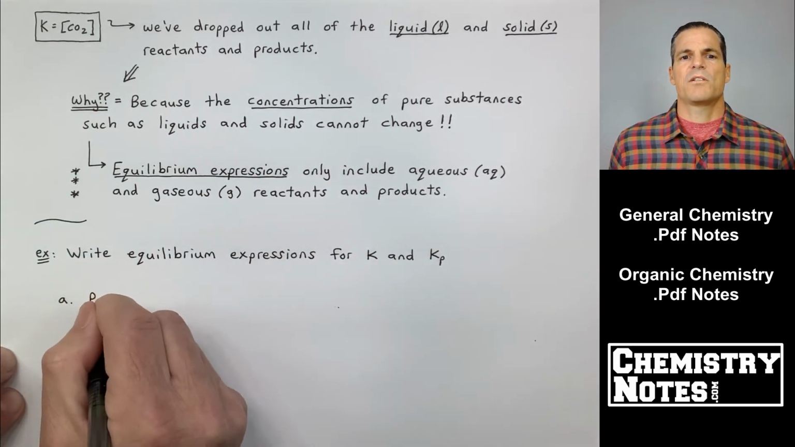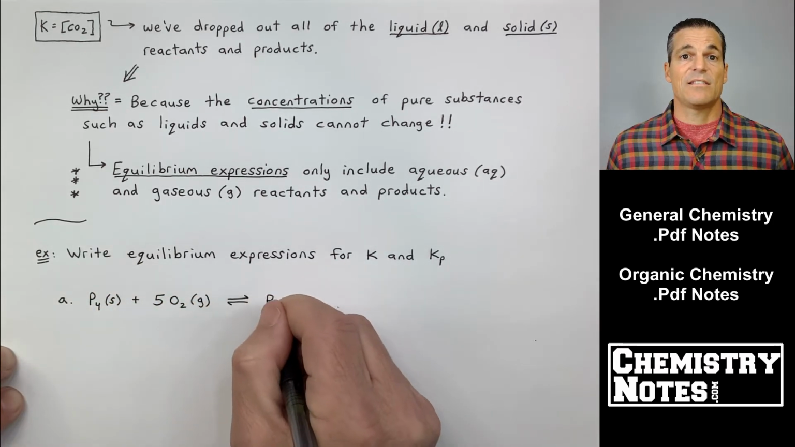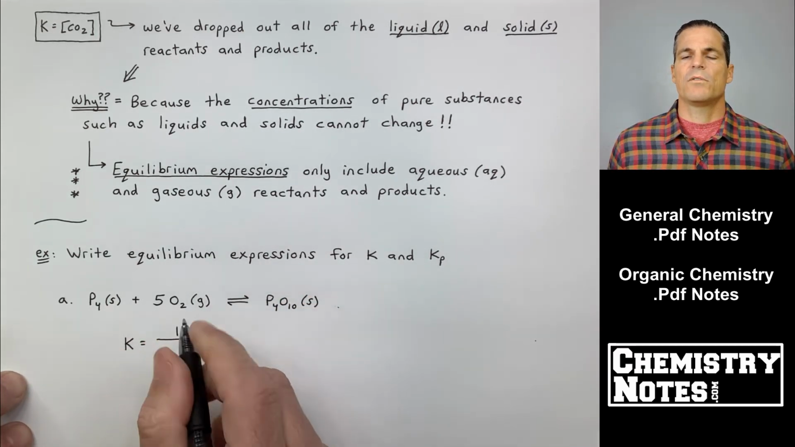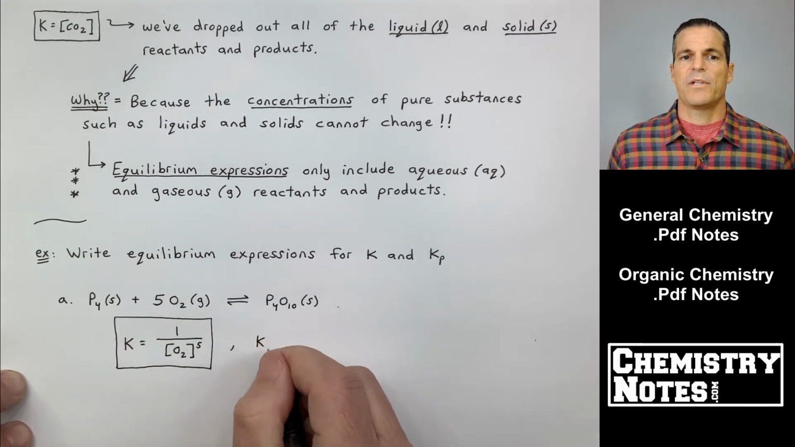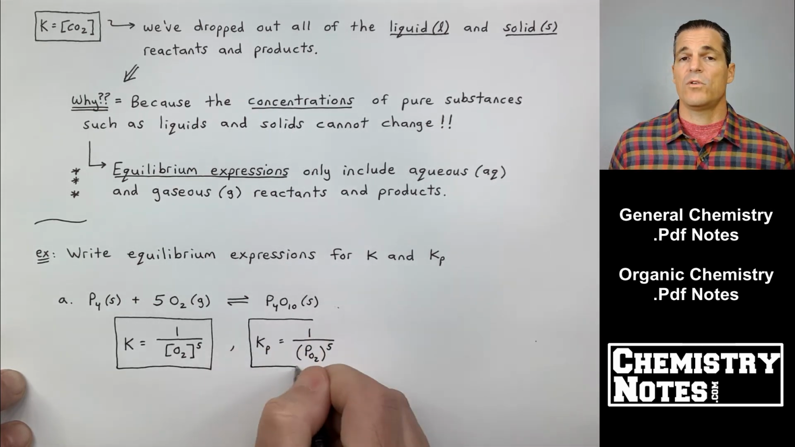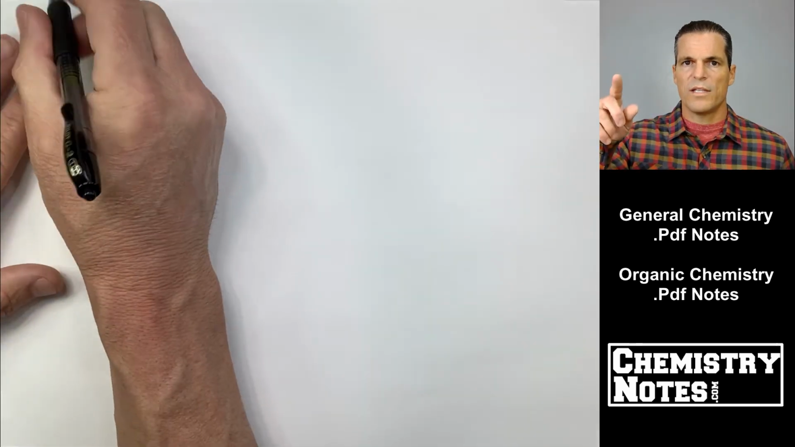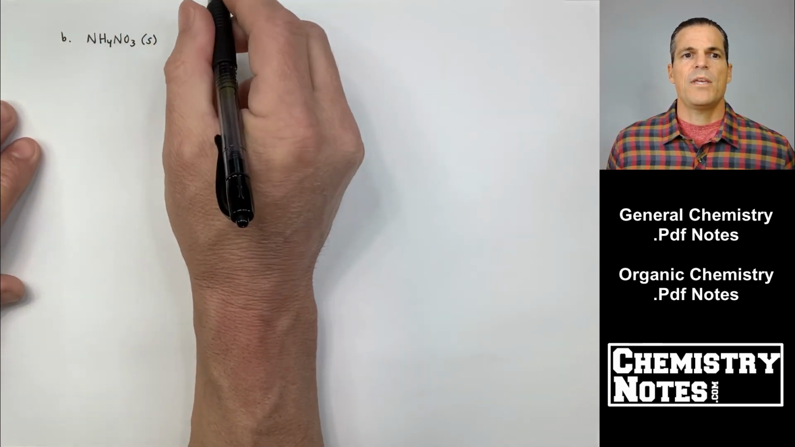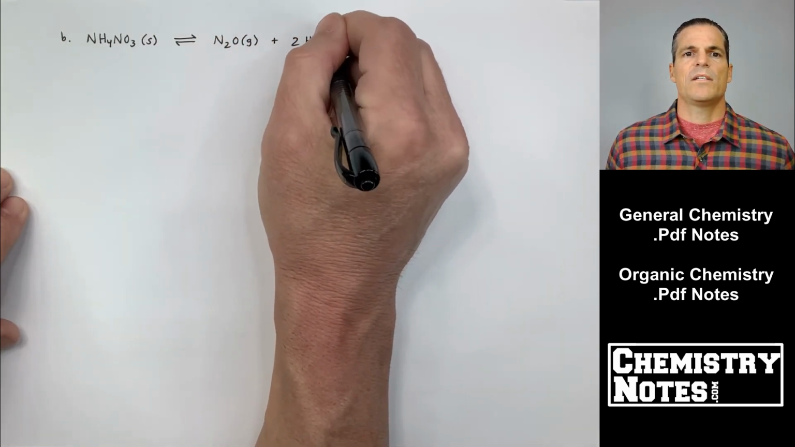Write equilibrium expressions for K and also Kp. Remember, my K is kind of like a Kc. So, A: P4 plus 5O2 yields P4O10. So if we go through, we only have one gas, and it's in the reactant side. So we have a placeholder 1 at the top. K equals 1 over the concentration of O2 to the 5th power. And then we follow suit with Kp is equal to 1 over the partial pressure of O2 to the 5th power.